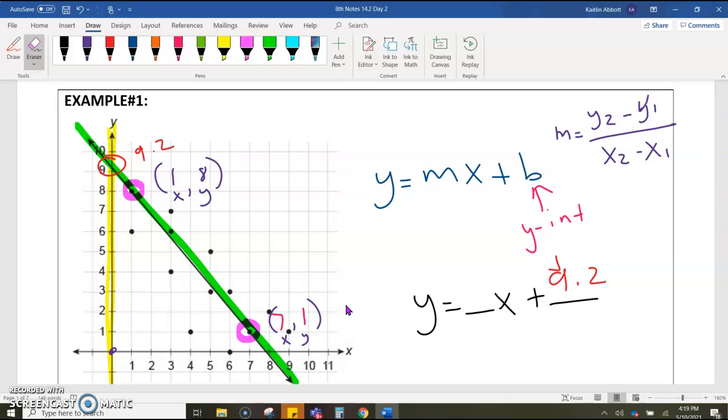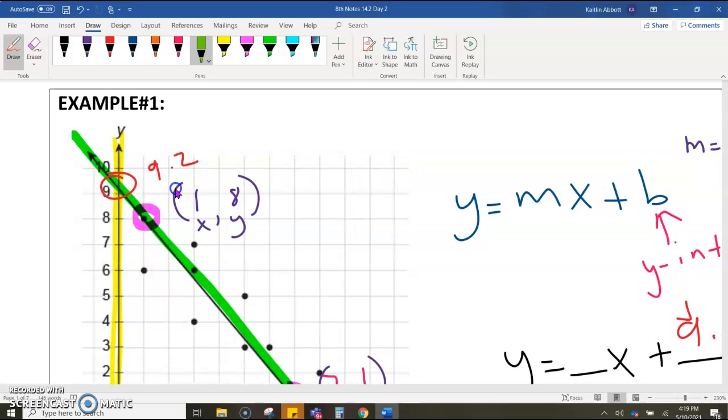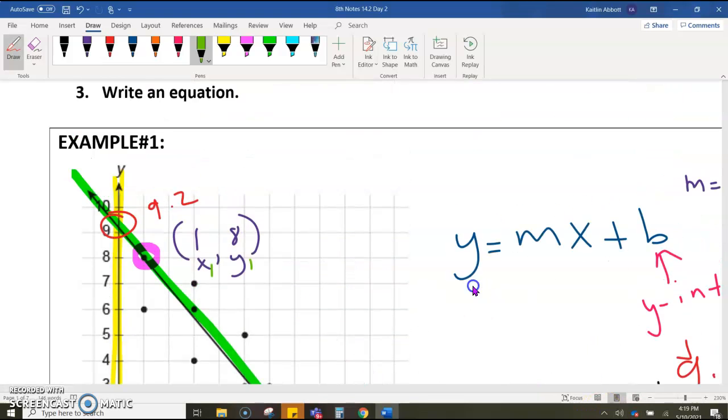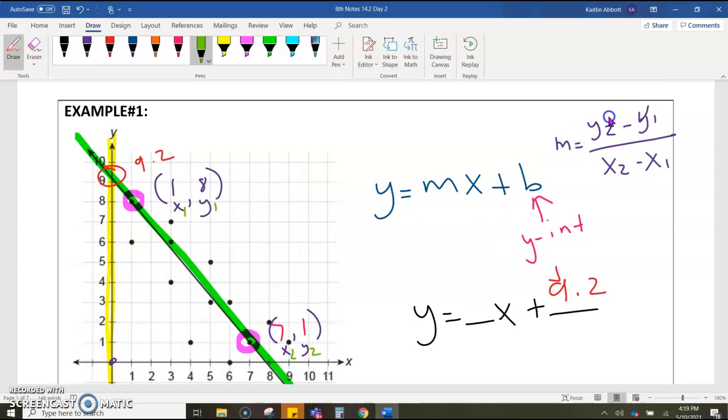Theoretically, I don't think it matters, but I would definitely go left to right for number 1, number 2. So let's just label these. These are x1 and y1, and these are x2 and y2. Okay, so I need y2. Which number is y2?